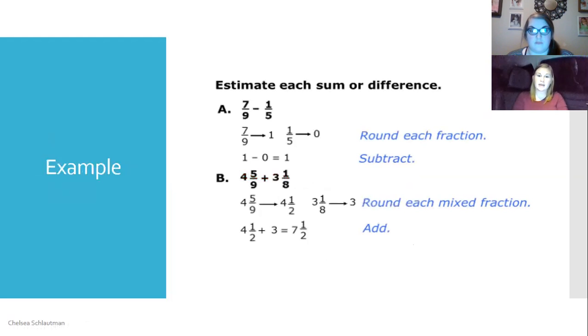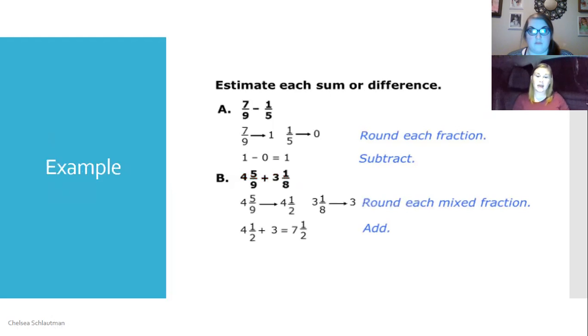So if you look at A, we have 7 over 9 minus 1 over 5. We're going to round each of those fractions to the nearest whole number. So if you look at 7 over 9, you're only 2 away from having 9 over 9, which would equal 1. So you're going to go ahead and round that up to 1. If you look at 1 over 5, that is nowhere near close to being 5 over 5 to round up to 1. So since it's not close to that, we're going to go ahead and round down to 0. So our estimation here would be 1 minus 0 equals 1.